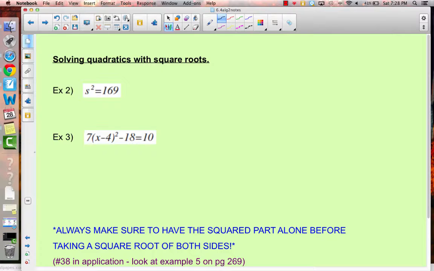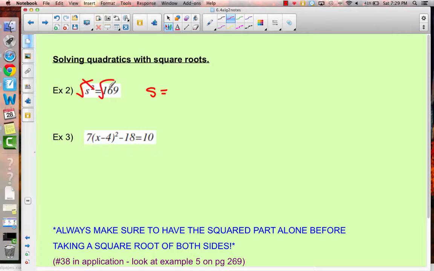It's extremely important that you move everything else to the other side so that the square root is on its own. So let's look at example 2. It says s squared equals 169. Well, the easiest way to solve for s is to just take the square root of both sides because s squared is by itself. And when we do that, remember a square root and a square cancel each other out. So we're left with s equals, well, what's the square root of 169?